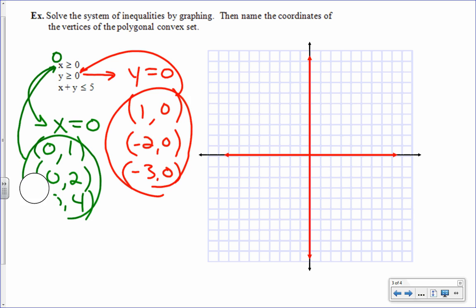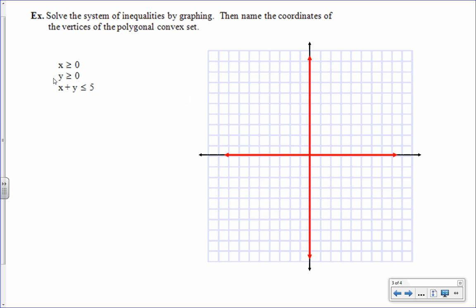Okay. Now we've got one more. X plus y is less than or equal to 5. So there we go, x plus y equals 5. Is this going to be linear? It could be a line? Yeah. So our job is to find some points that make that happen.